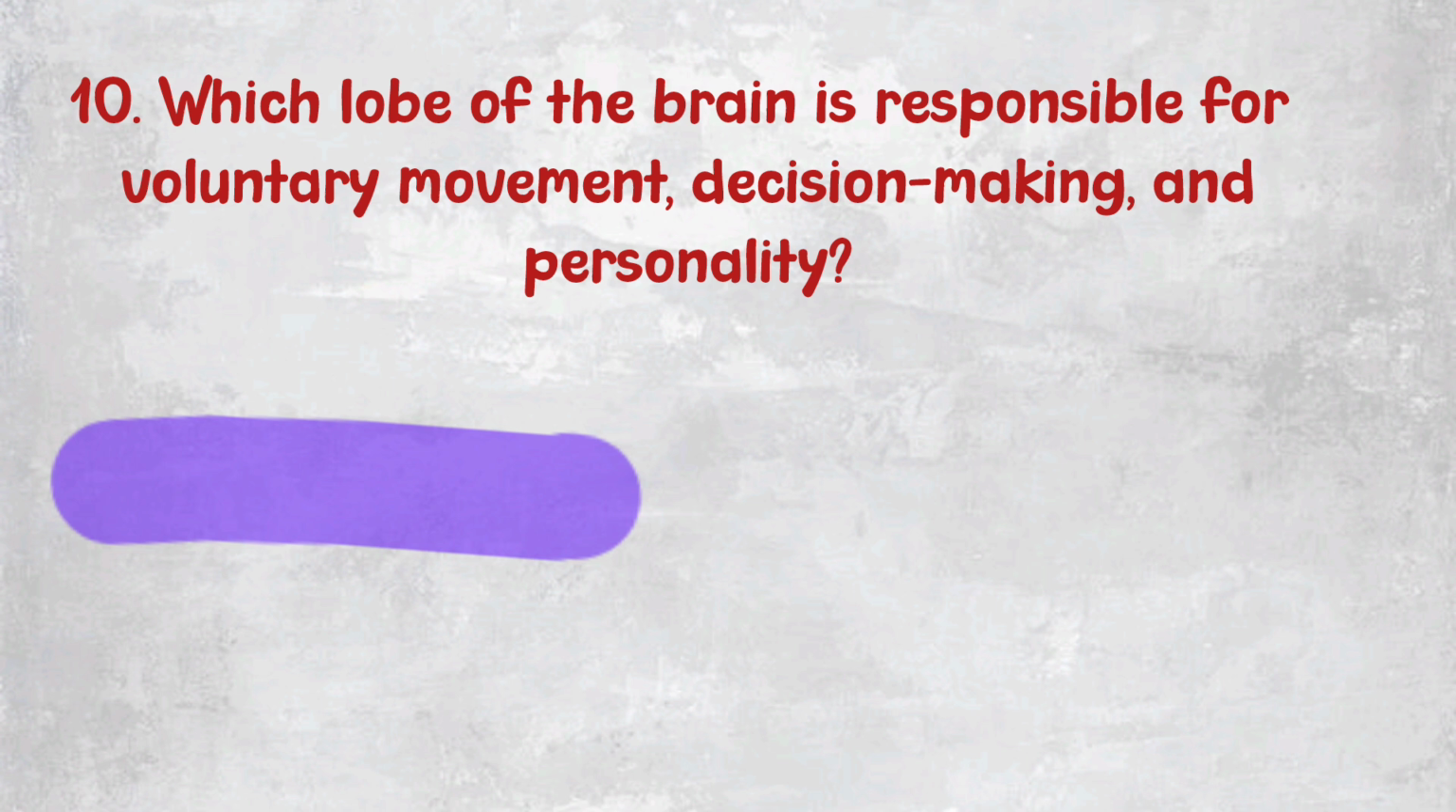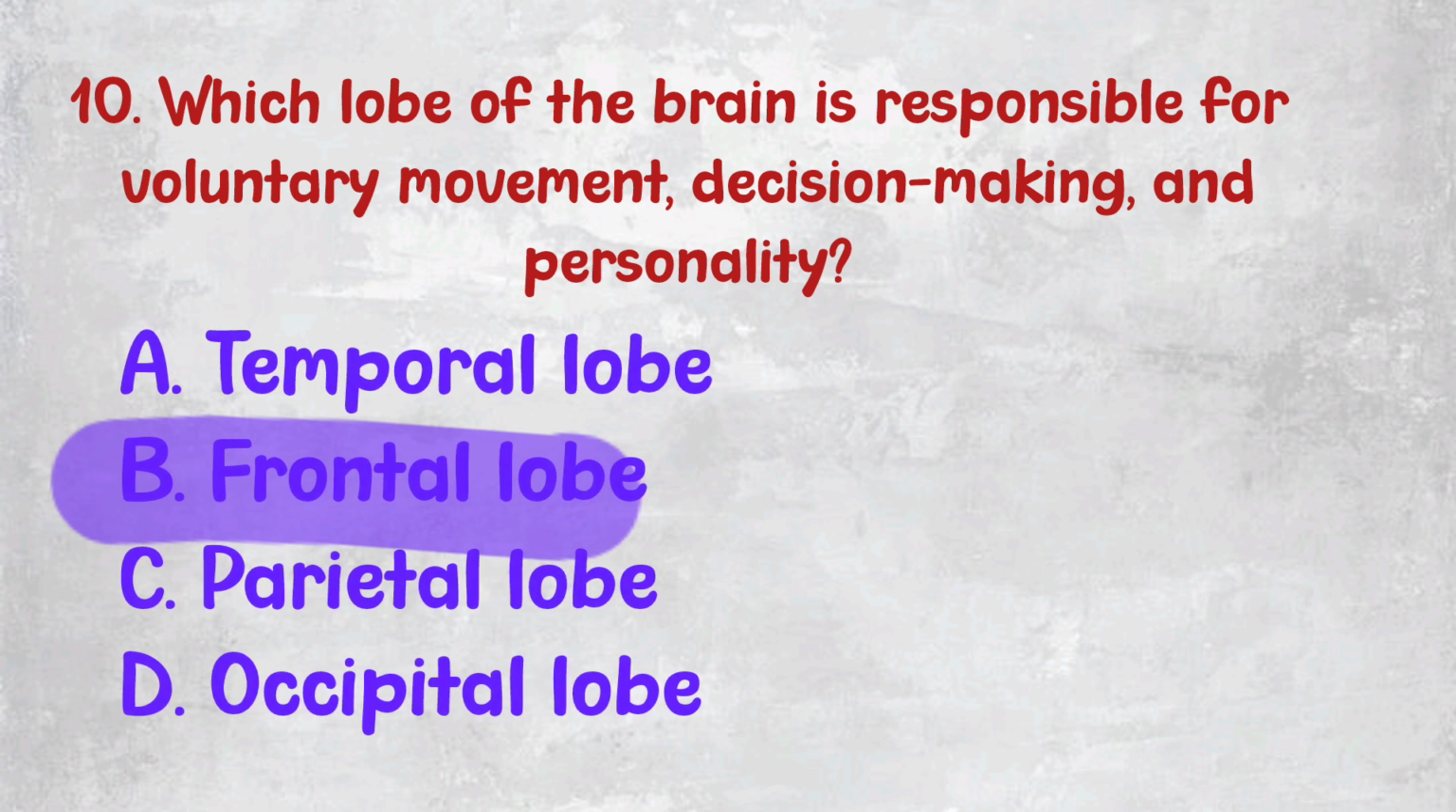Question number 10. Which lobe of the brain is responsible for involuntary movements, decision making, and personality? We have A, the temporal lobe, B, the frontal lobe, C, the parietal lobe, and D, the occipital lobe. Our answer here is B, the frontal lobe.